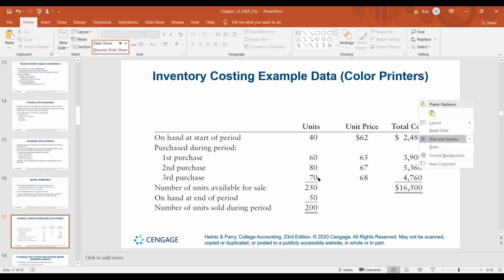Last in, first out. We start again. The 40 is first in, first out. Here, last in, first out, okay?